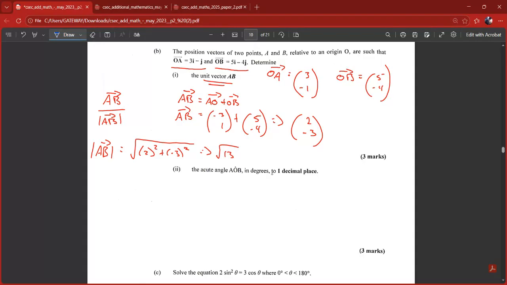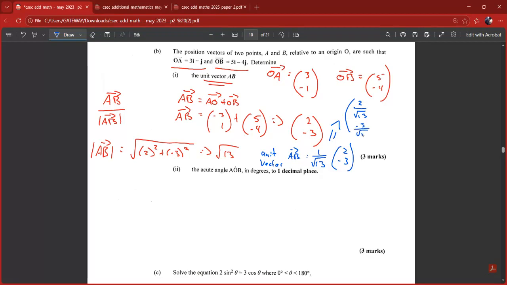So the unit vector of AB would be equal to 1 all over root 13 times (2, -3), which is basically, I'll put the rest on top here, 2 over root 13 and negative 3 over root 13.